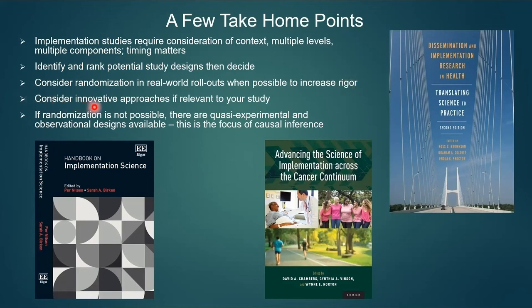Consider innovative approaches such as SMART, hybrid designs, the MOST approach, if they're relevant to your study. And then if randomization isn't possible, there are quasi-experimental and observational designs available. This is the focus of causal inference.